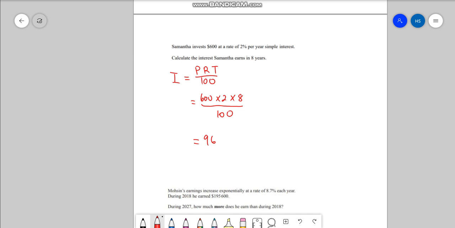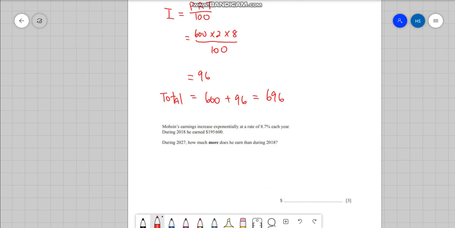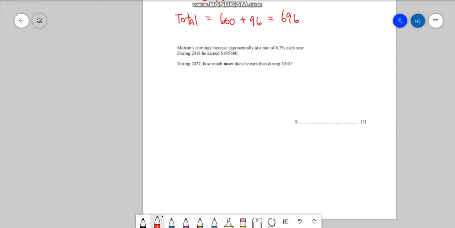Okay, but if the question asks you to find the total money Samantha has, then it should be 600, okay, the original value plus the 96, the interest she earned. Then your answer should be 696. Okay. So let's come to the last example.